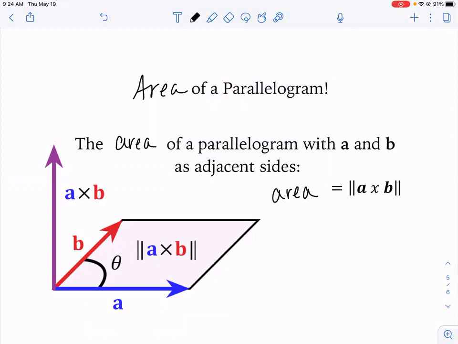Patton doesn't even know what to say. You don't know what I just said? A parallelogram. Do you know what a parallelogram is?